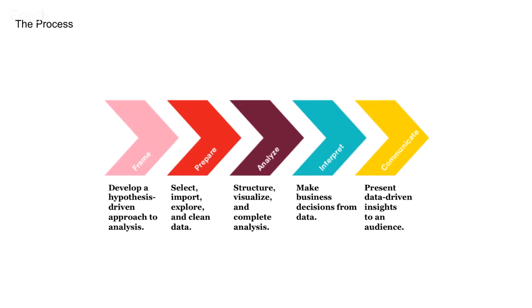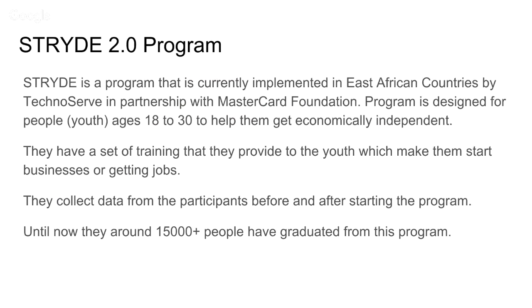Just to start off with, the example that we're going to use is the Stride 2.0 program. Stride is, right now as we speak, getting implemented in East Africa by an organization called TechnoSurf in partnership with MasterCard Foundation. I'm working on this data set at Data Sharma, which is a consulting firm for data projects for nonprofit organizations. The program is about youth 18 to 30 years old, to make them economically independent. They have a training module; they go to African countries, recruit people, provide them with the training, and afterwards they see if that works or not. Until now, they have around 15,000 plus people graduated from this program.